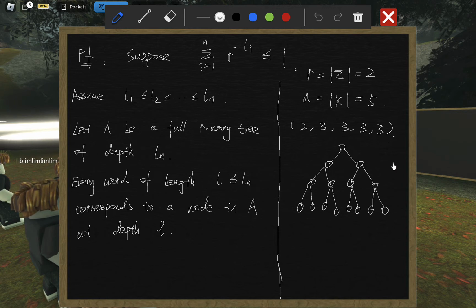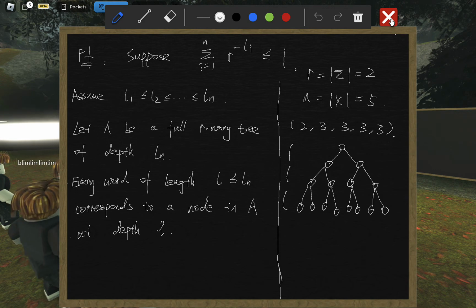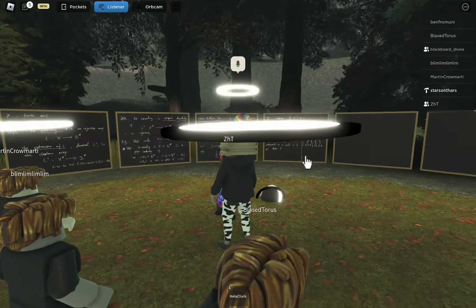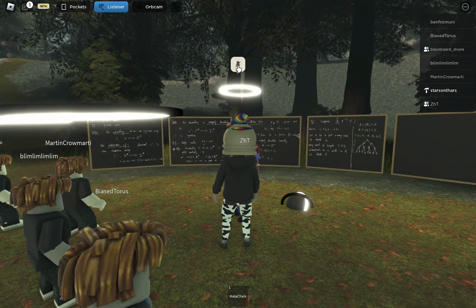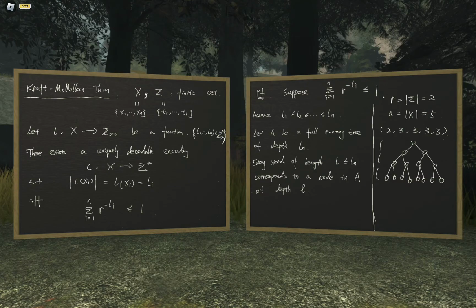So the depth is sort of one less than the number of rows, right? Yes, so this is depth 3. So I guess the root node is the empty string. Is that how you think about it? Yes. Yeah.